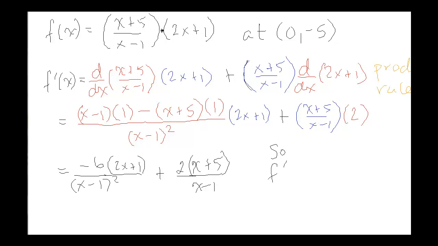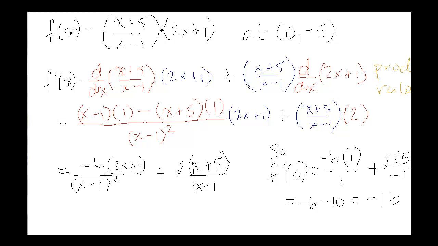So f prime at 0 is negative 6 times 2 times 0 is 0 plus 1, or 1. 0 minus 1 is negative 1, but when I square that it becomes positive 1, plus 2 times 0 plus 5 is 5, all over 0 minus 1 is negative 1. So this is negative 6 minus 10, or negative 16, would be our slope of our tangent line.